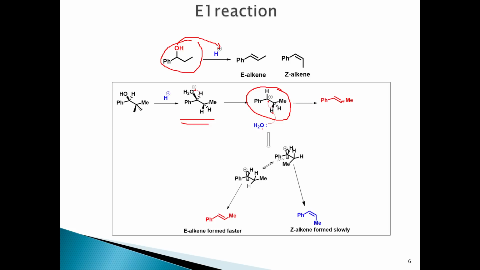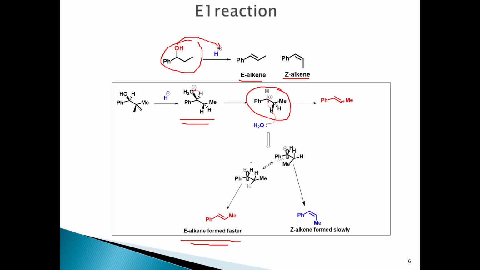So water can act as a nucleophile and it can also act as a base. You cannot define whether water is a nucleophile or a base. It is all dependent on how it is acting on that particular molecule. So over here it is acting as a base, so it will abstract the hydrogen from this compound, and it can give you two kinds of product. One is E alkene and one is Z alkene. These are the two products that are formed. But the E alkene is formed faster, and that is why it is favored.